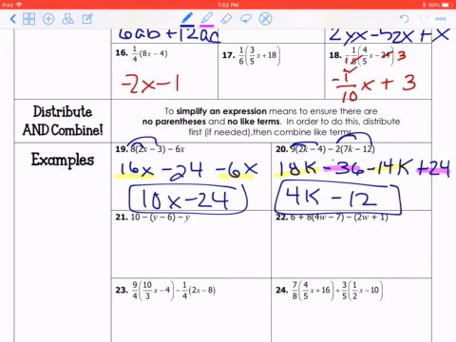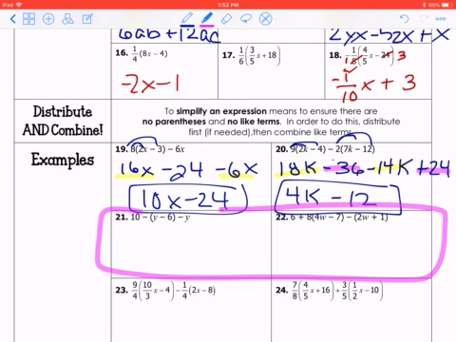So for your flip grid tonight, we're going to stop here. And then for your flip grid, you have the option of doing 21 or 22. So pick one of those to do. So solve it out and then explain it for me on the flip grid. And then we'll do 23 and 24 when you come into class tomorrow.